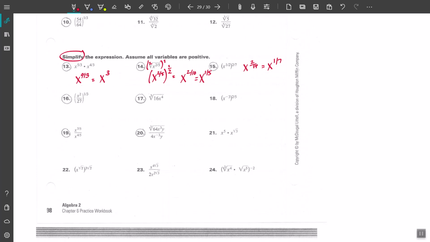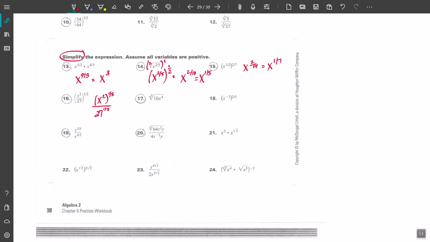All right, 16. 16 is a fraction raised to a fractional exponent. So just follow the rules and everything will work out. We're going to start with that numerator, which is x squared, and raise that to the 1/3 power. I'm going to write it in like this for now. We'll go back and simplify it. And then that 27 is also raised to the 1/3 power.